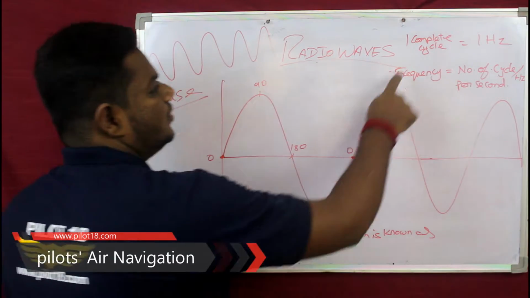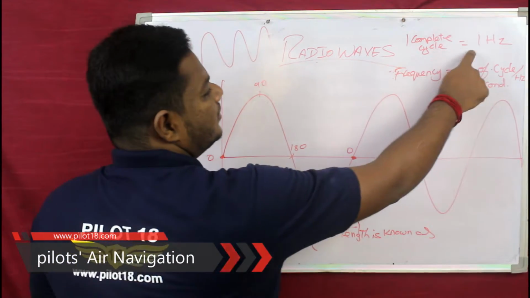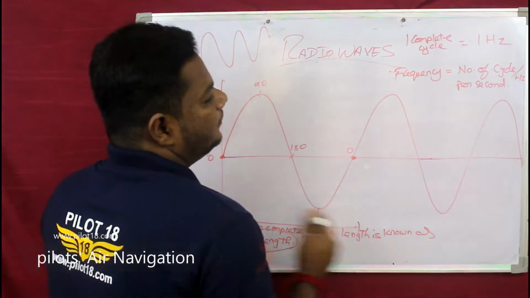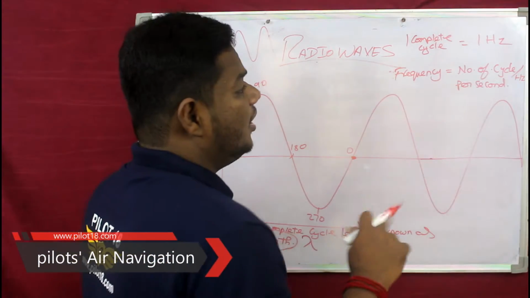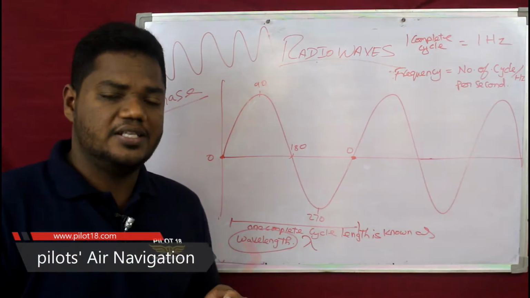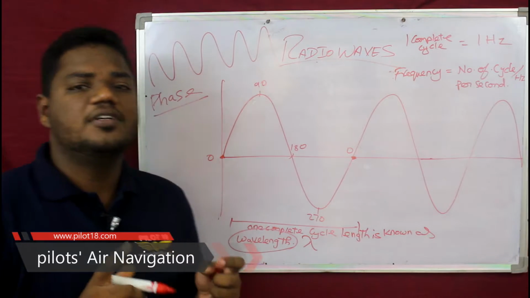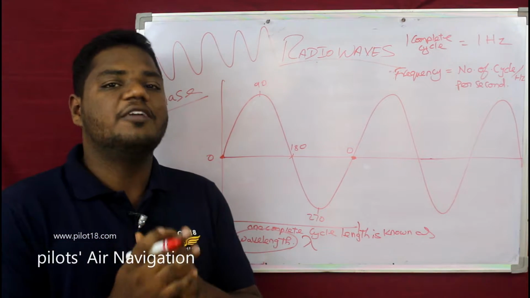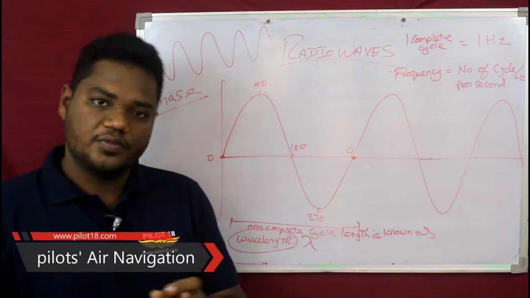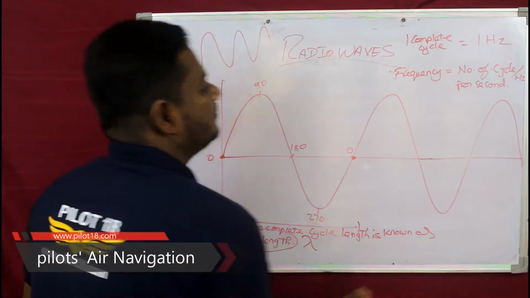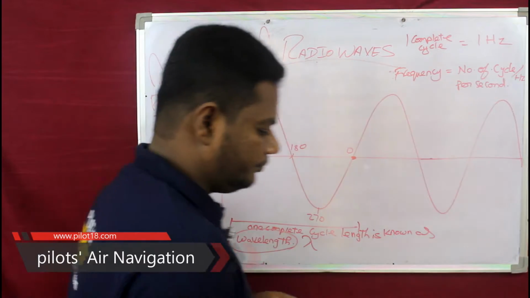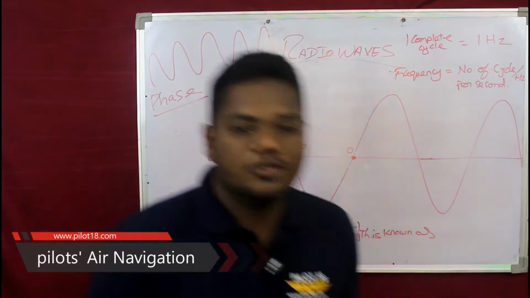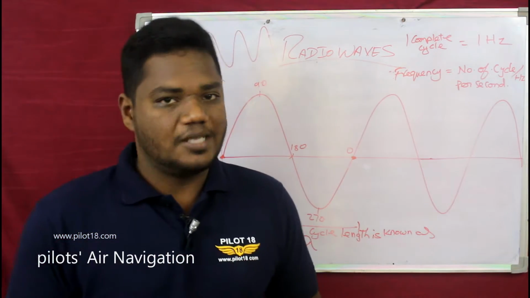And next is hertz. One complete cycle is known as 1 hertz, and frequency is the number of hertz per second. Let's say in 1 second we have 100 hertz, 100 complete cycles. We call it, my frequency is 100 hertz. Got it? I hope you understand this. So next we're going to see phase comparison.